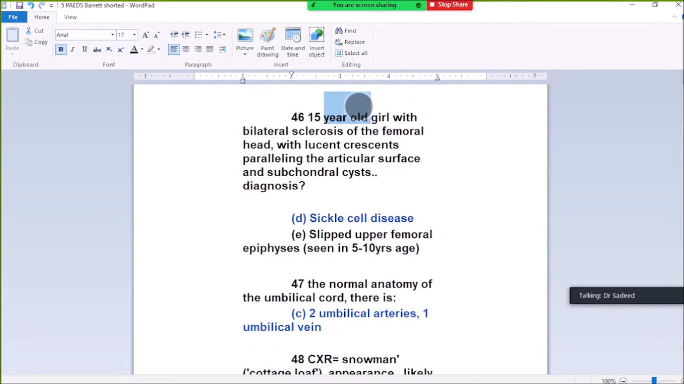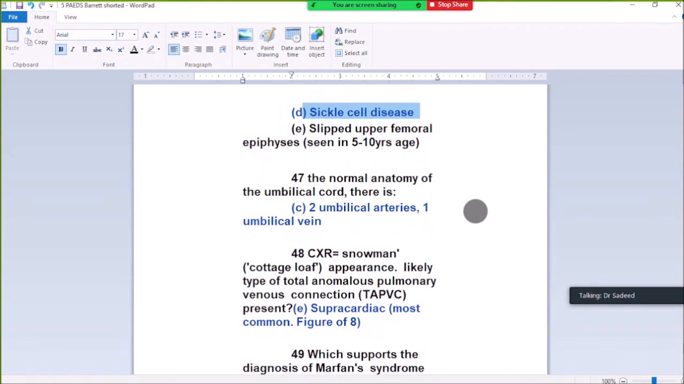46. A 15-year-old girl with bilateral sclerosis of the femoral head, with loosened crescent paralleling the articular surface and subcortical cyst. Diagnosed as sickle cell disease. Slipped upper femoral epiphysis manifests at 5 to 10 years of age, but this child is a 15-year-old girl with bilateral sclerosis of the femoral head, a crescent sign paralleling the articular surface, and subcortical cyst. So this shows destruction of the femoral head, seen in sickle cell disease. The most likely diagnosis.